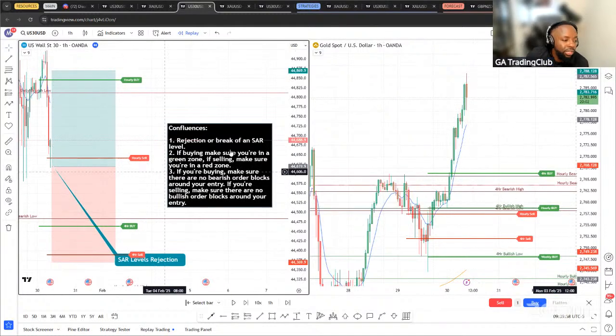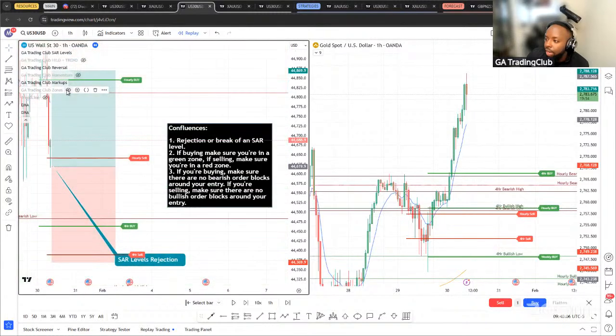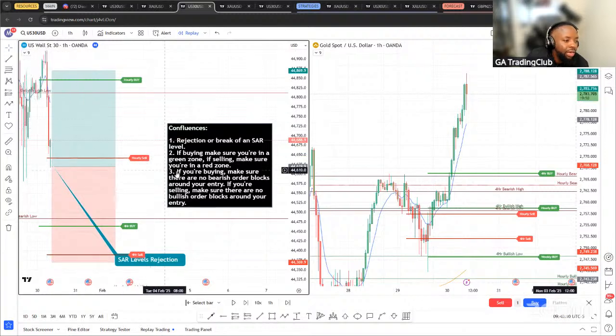And then since this was a buy, if I'm buying, make sure I'm in a green zone. If I'm selling, make sure I'm in a red zone. When I turned on the zones indicator, it shows that we're in a green zone, so we're in an area of demand, or an area where buyers are seated. Then what's the third confluence?